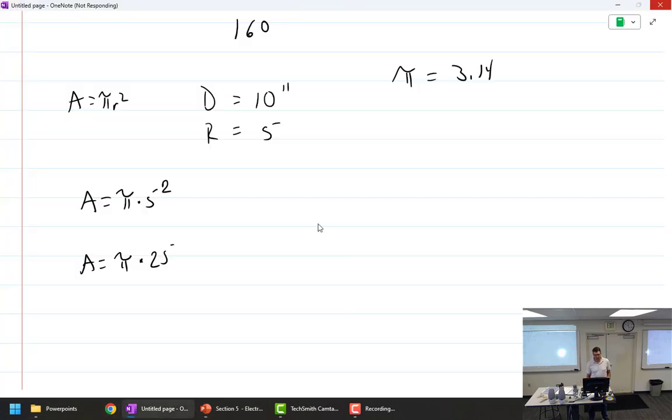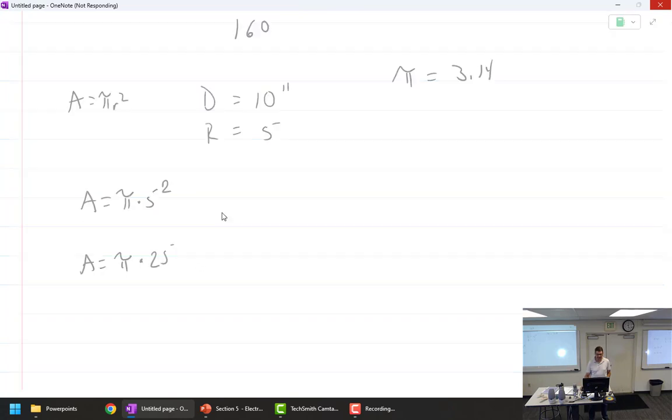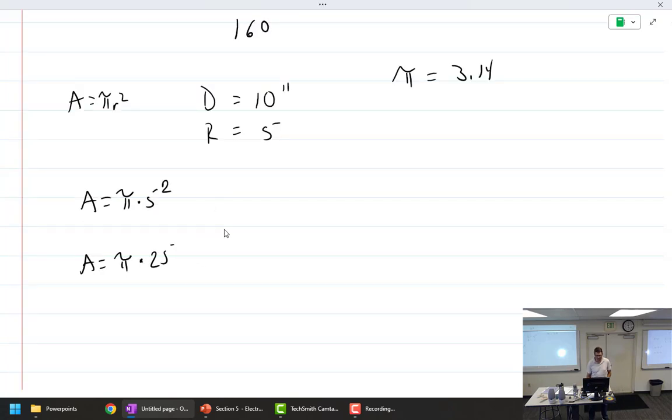So the area is 78.5, and let's round, what's the next number? Three. But what if I want to round it to two decimal places? Four. All right, so 78.54.